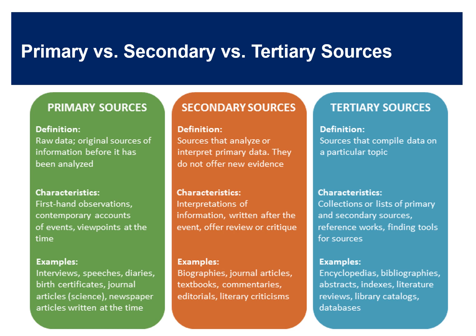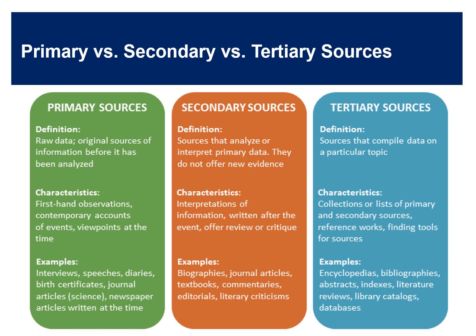Examples are interviews, speeches, diaries, birth certificates, journal articles, and newspaper articles written at the time. That is the kind of source where you get the primary data, isn't it? So from what source can you get the primary data? From interviews, from speeches, from diaries, from birth certificates, even journal articles. These are all the primary sources where you get the original or primary data from.